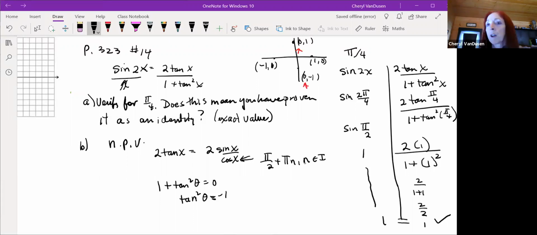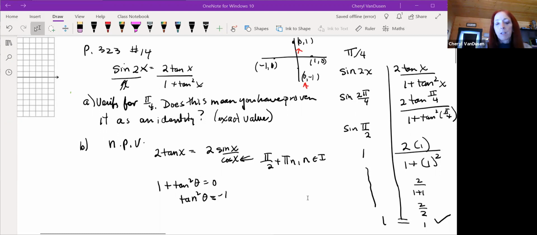Is it a non-permissible value? Is it something that happens? You could try it on your calculator. Someone give me some insight here. Can this ever happen? Yeah, no, because it's a square. So think about this. Very good.